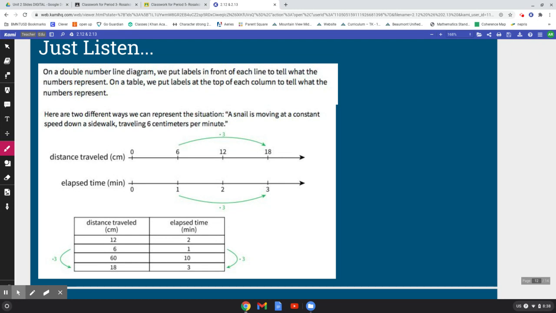So on a double number line diagram, we put labels in front of each line to tell what it represents. That's right there. You know that. On a table, we put labels at the top of each column. You already know that, to tell us what those numbers represent. So here are 2 different ways you can represent a situation of a snail moving at a constant speed down a sidewalk. He's going 6 centimeters per minute. So for every 1 minute, he is going 6 centimeters.